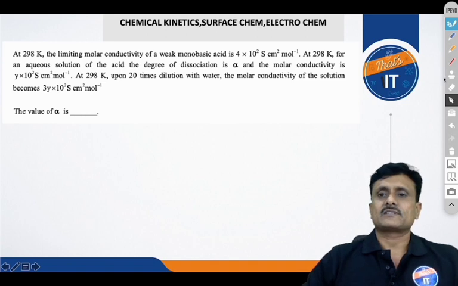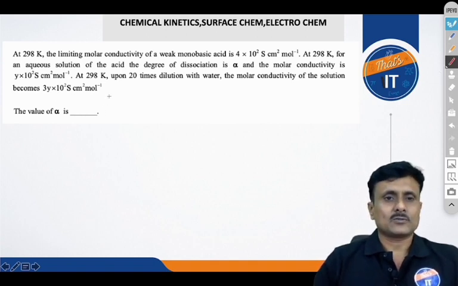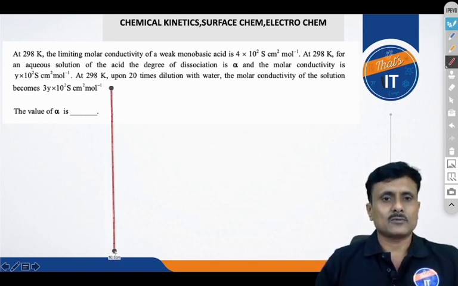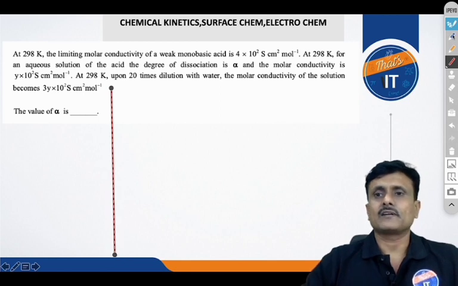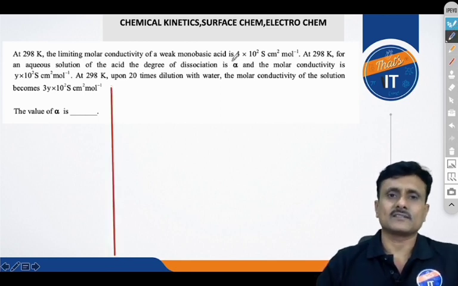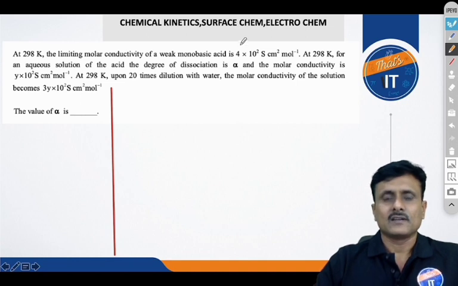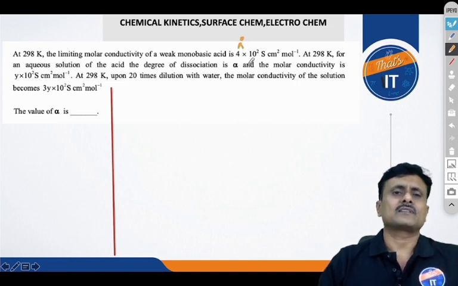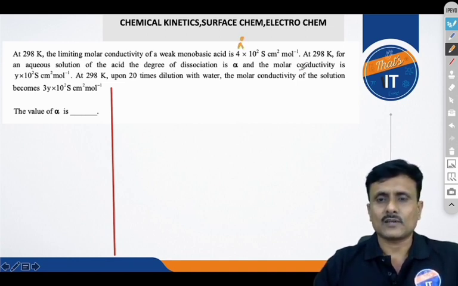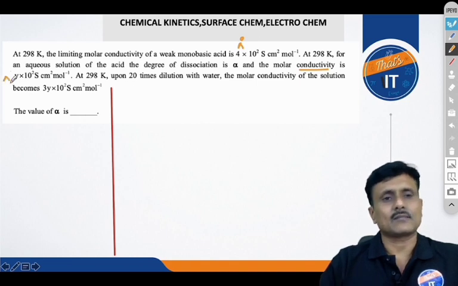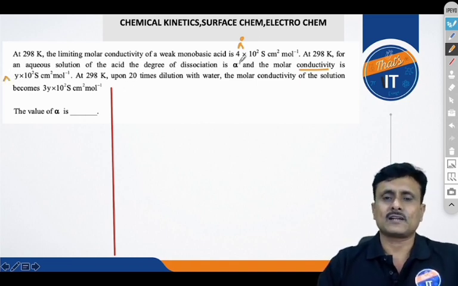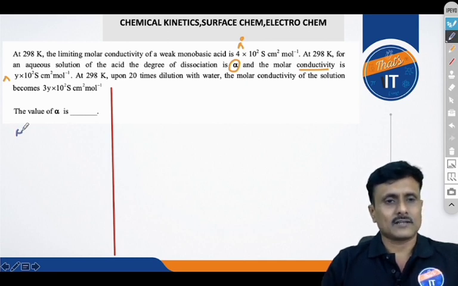So let's see the next question. You can see that at 298 Kelvin the limiting molar conductivity of a weak monobasic acid is given, that is the value of limiting molar conductivity, lambda naught, and you can see that the molar conductivity is given as lambda. These two values one must know, and alpha, the degree of dissociation. You know how to connect the values, isn't it?